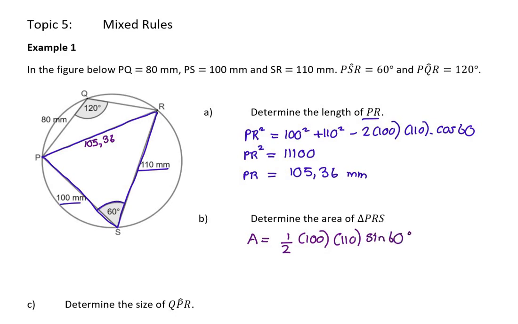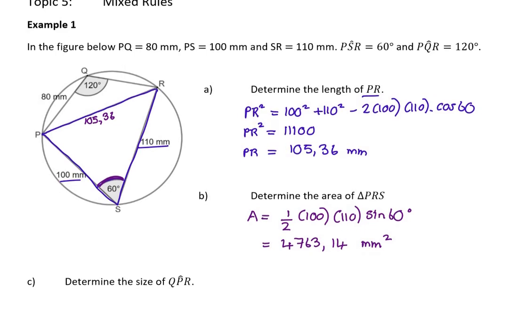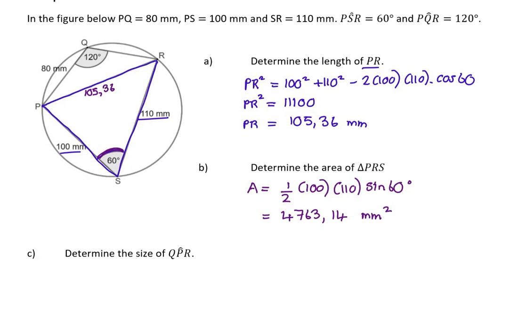So I can't use PR that I just found out because the angle that I'm using is 60. So I have to use the 2 sides that enclose that 60 degrees. So I get an area of 4,763,14 millimeters squared. And now if I move on, the question says determine the size of QPR, which is this angle there.